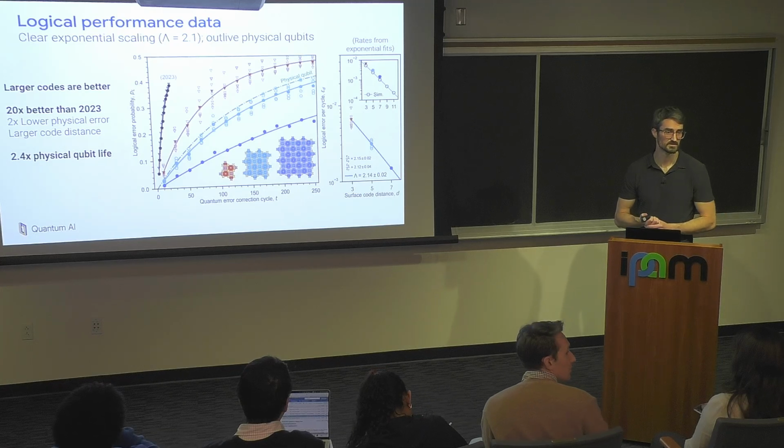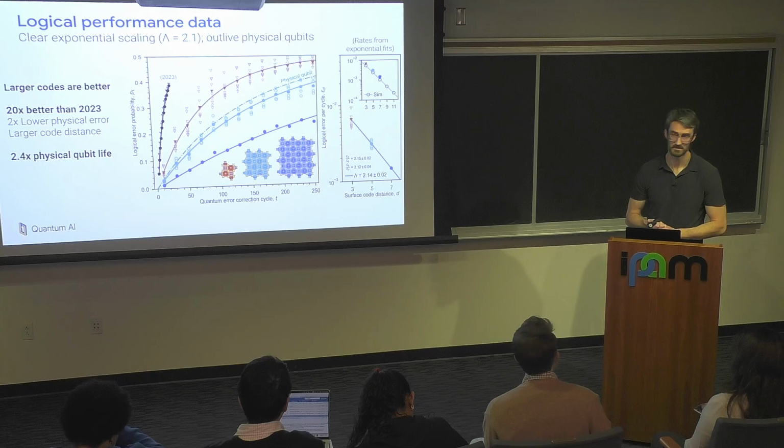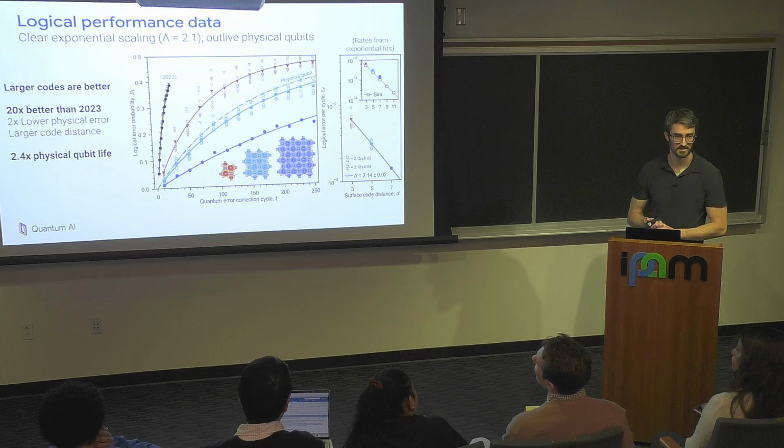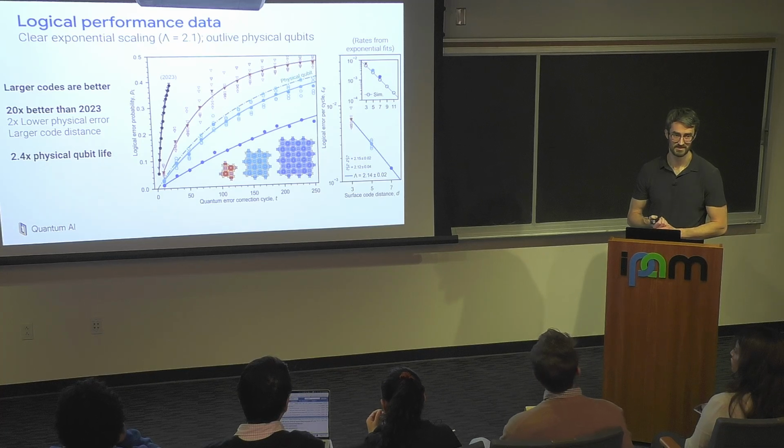So for that black curve, the 2023 work, if I remember correctly, it achieves suppression of logical error rate, but not exponentially. So what are the key factors that contribute to this exponential suppression of logical error rate?